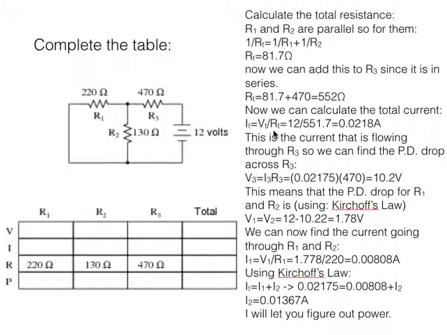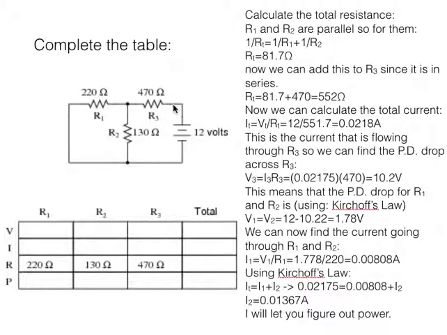Current is potential difference divided by resistance. Make the calculation, and I get a very small 0.0218 amps. That's my total current going through the battery. Once I know that, take a look. That current will be the exact same current that flows through here. It does not split at any place between the battery and this resistor. So I can use that current to figure out the potential drop here, and I get 10.2 volts.